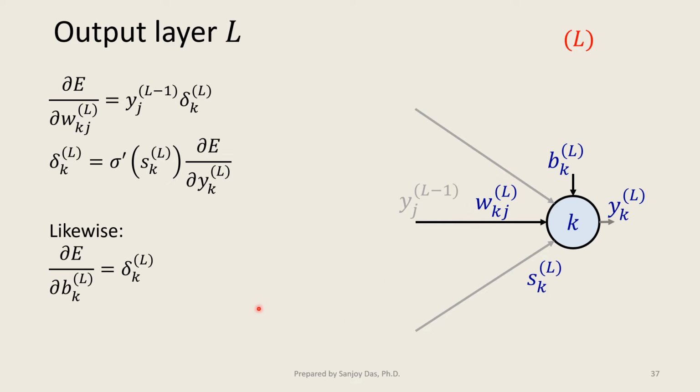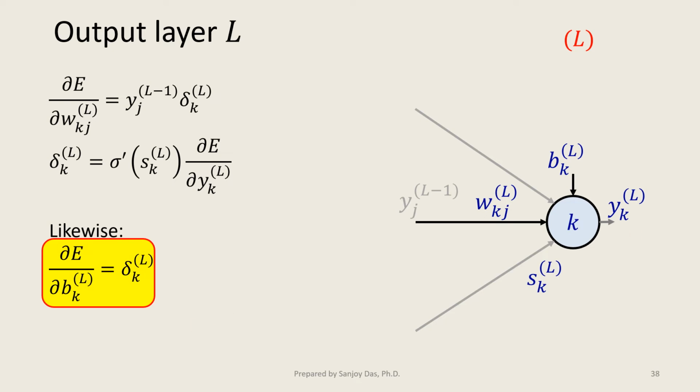Now, I told you that the bias can be treated as another weight, but permanently tied to an output of 1. So if you look at this expression, we let the output be equal to 1, and we get the corresponding derivative of the loss with respect to the bias. All we did is make y_j equal to 1, and so we are left with delta k.